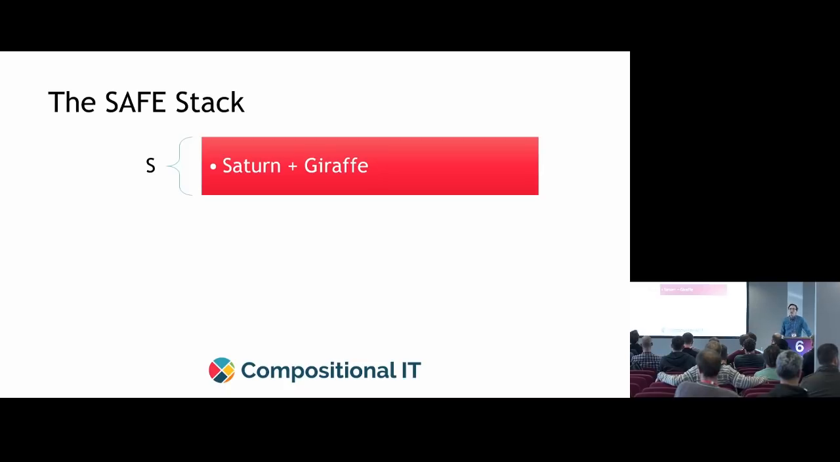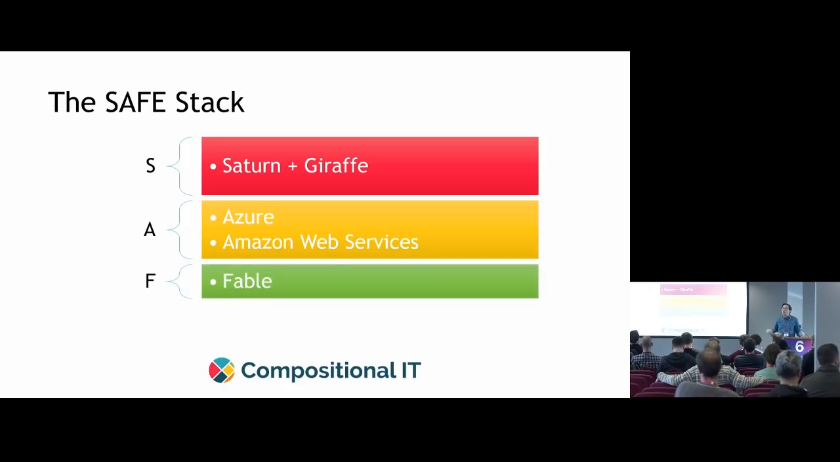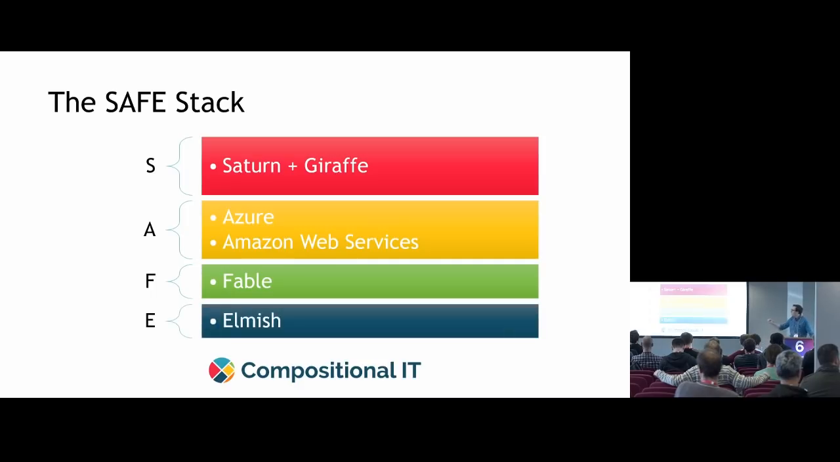We've got Saturn and Giraffe, which is our back-end web application server. We've got Azure or AWS. We primarily use Azure, but a lot of other people within the F# community actually use AWS as their deployment target. F is Fable, which is an F# to JavaScript compiler, which lets you run your F# code anywhere that JavaScript would run. And E is Elmish, which is a UI framework which allows for creating fully functional UIs, so UIs without mutability. We'll see all these four things throughout the talk as we go through.